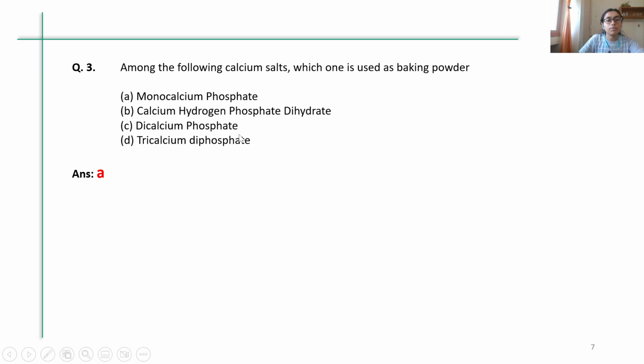Dicalcium means actually that one hydrogen will be present, an HPO4 unit will be there. So CaHPO4 is called dicalcium phosphate. And tricalcium diphosphate means the same kind of thing, calcium being divalent and phosphate being trivalent. So this will have the composition Ca3(PO4)2. That actually means 3 calcium and 2 phosphate moieties, but the meaning of this name is valency: calcium is divalent and phosphate is trivalent.